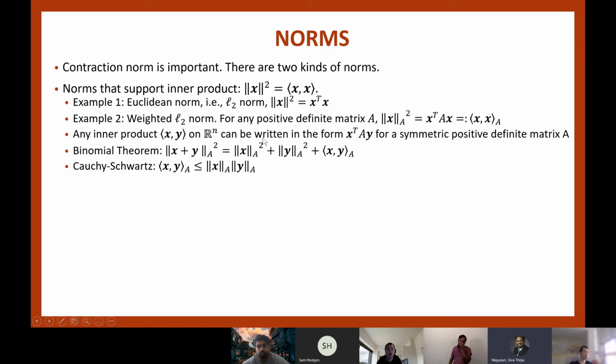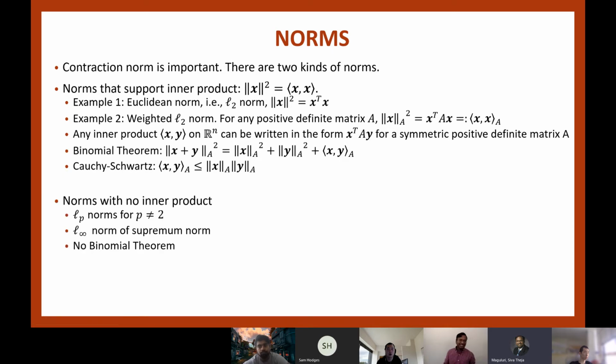And when you have an inner product norm, you can use all the properties that you're familiar with from the Euclidean norm. For example, there is the binomial theorem. Norm of x plus y square is norm of x square plus norm of y square plus inner product of x comma y. There is the Cauchy-Schwarz inequality.